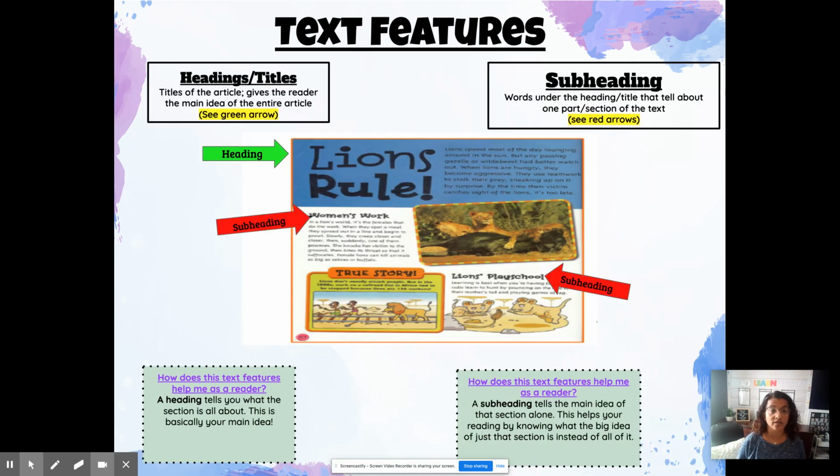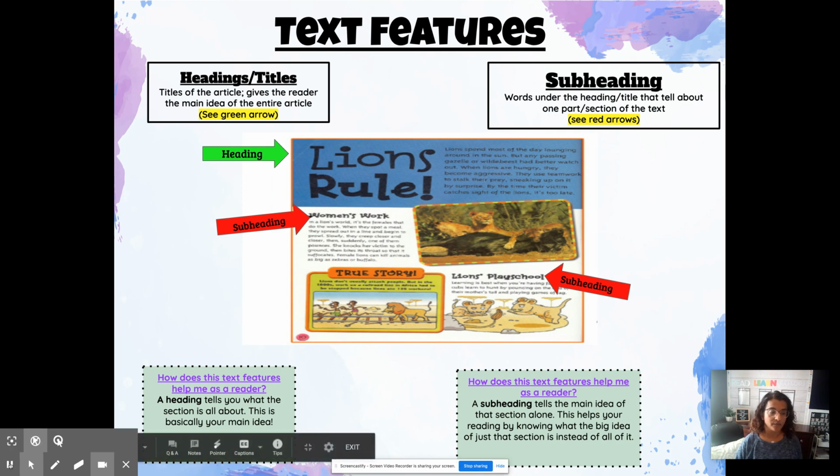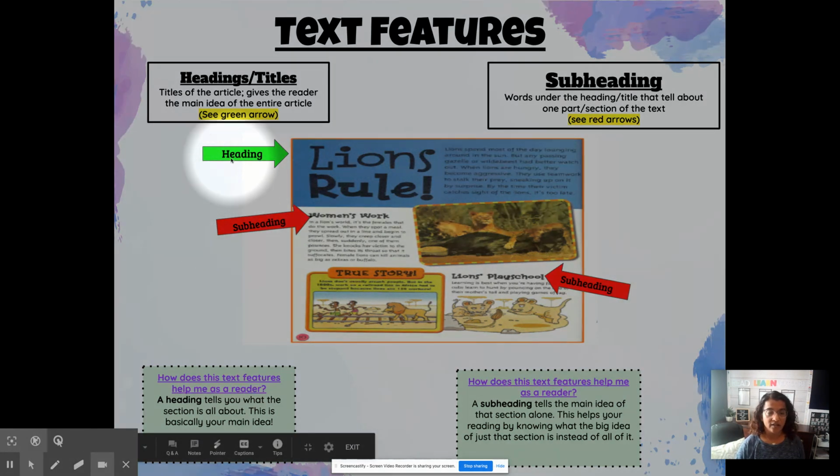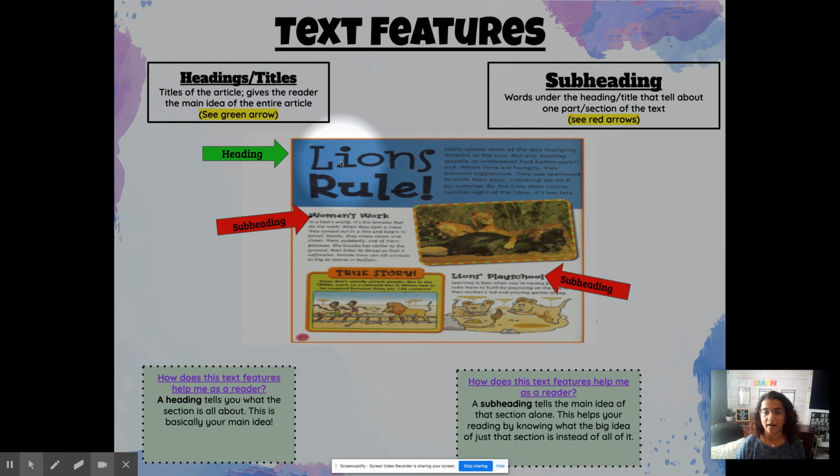Another important text feature are your headings and your subheadings. So the heading, like the green arrow on the top, are the titles basically, right? And usually if it's a heading, it's the main idea. So for example, this heading says lions rule. Well, I think the main idea is going to be about how lions are really important to that environment. Now, a subheading are the parts underneath. Like this one says women's work. Okay, so it's probably talking about women.